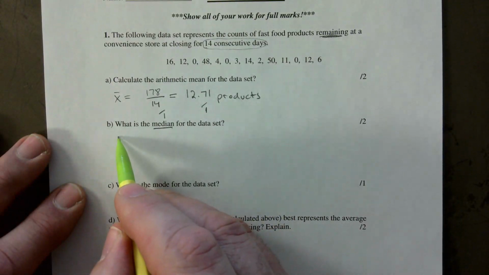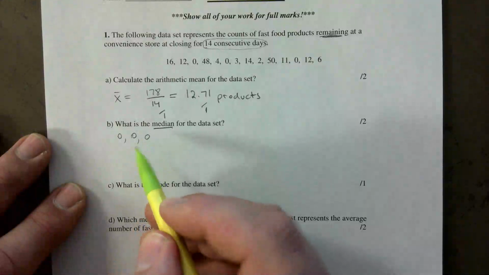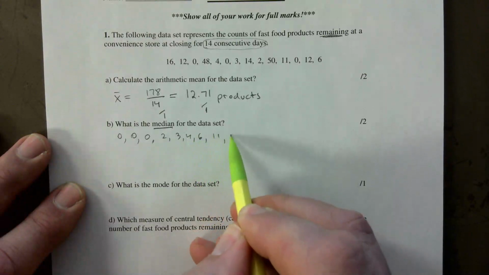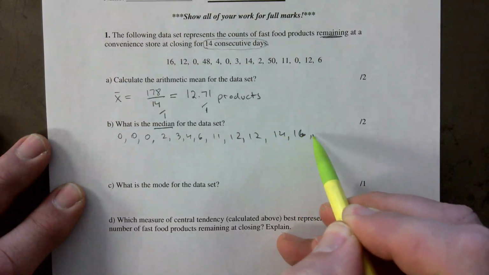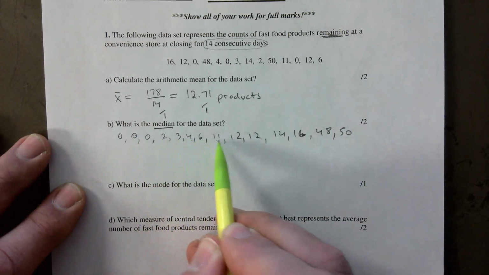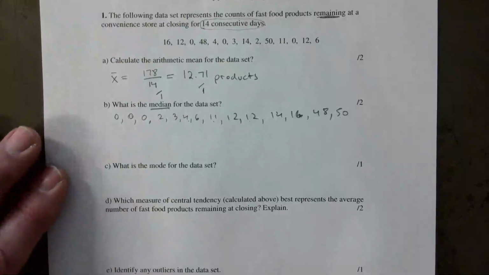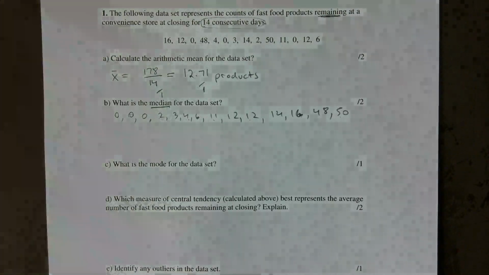So we're going to go ahead and do this. 0, 0, 0, 2, 3, 4, 6, 11, 12, 12, 14, 16, 48, 50. You've got 14 values, so you know you got it right. And now we figure out the median.